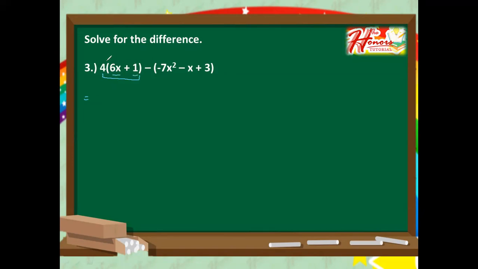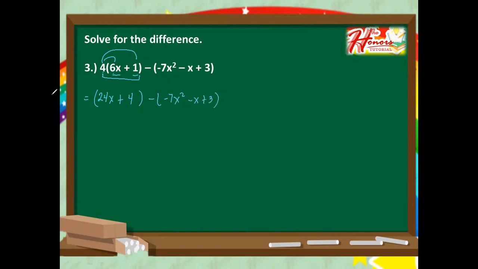Let's start. 4 times 6x, that is 24x. Why? Because 4 times 6 is 24, and then copy x because x doesn't have any partner. So copy it. So 4 times positive 1 is positive 4. Why? 4 times 1 is 4. Just copy the sign. And that's it. Don't forget to write the parentheses and then minus negative 7x squared minus x plus 3.